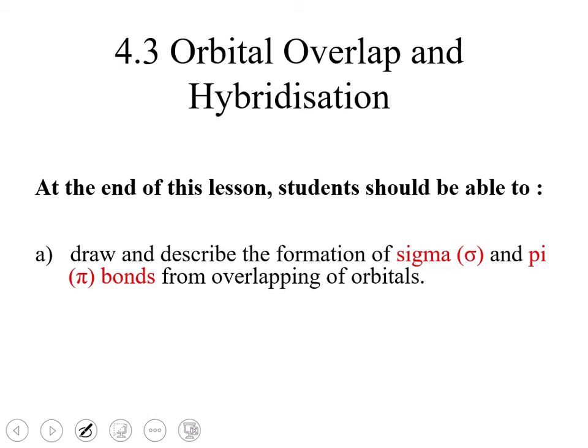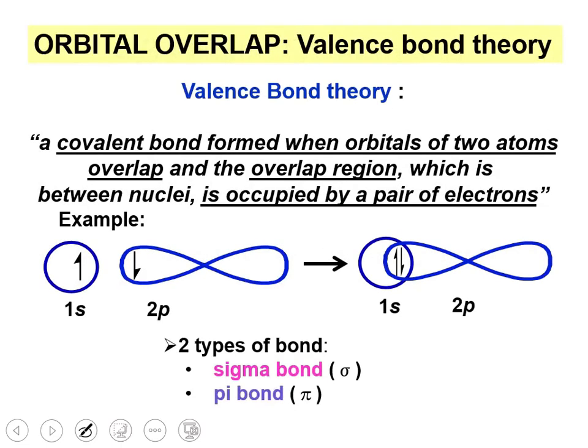Orbital overlap and hybridization. At the end of this lesson, you should be able to draw and describe the formation of sigma and pi bonds from orbital overlapping. Okay, so orbital overlap based on the valence bond theory. Valence bond theory states that a covalent bond is formed when orbitals of two atoms overlap and the overlap region is occupied by a pair of electrons.